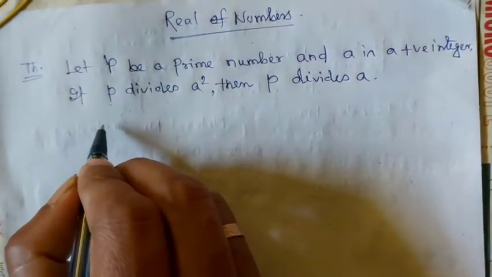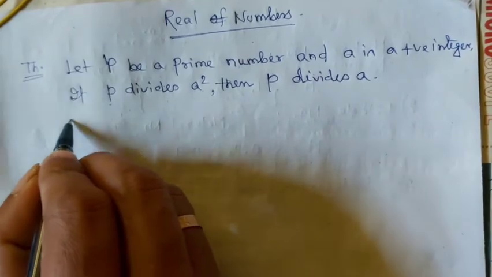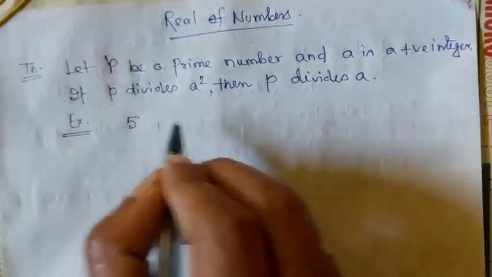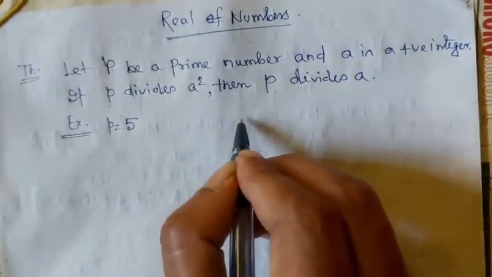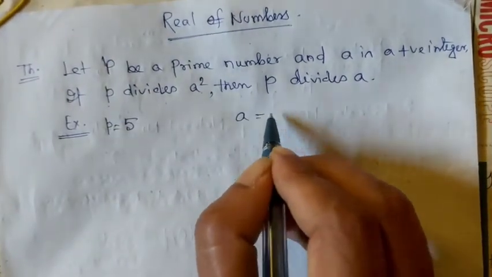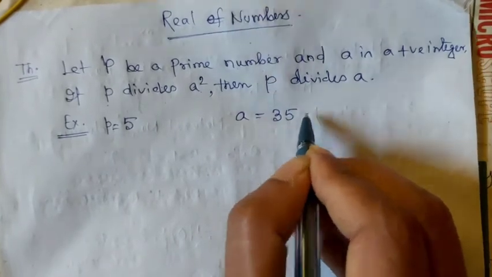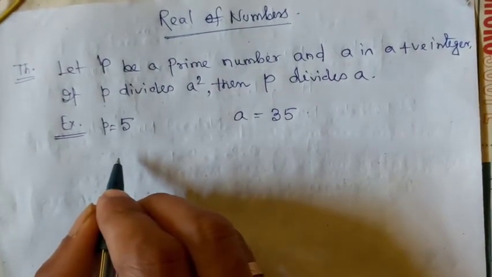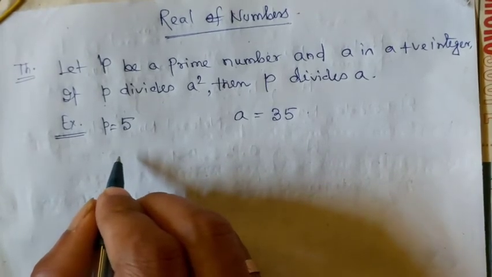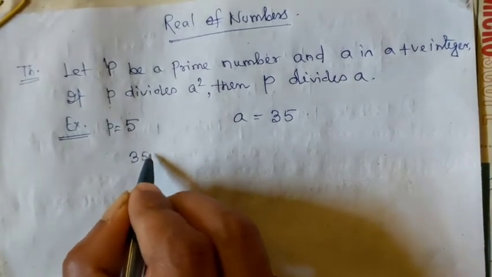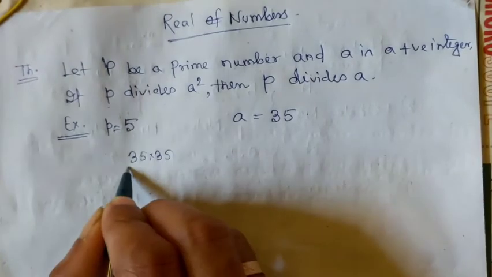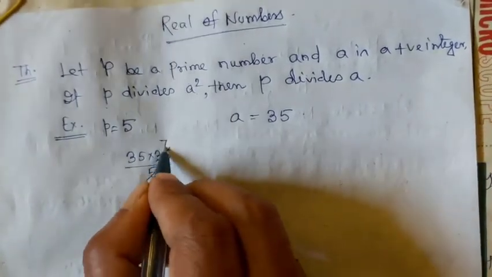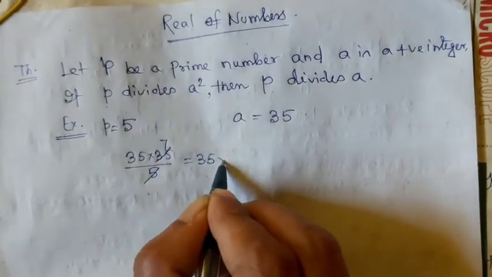Suppose we have to consider one example. P is the prime number. Suppose this one is 5. P is equal to 5, and if you consider a is 35, a is any positive integer, so p divides a square. That means 35 multiplied by 35 divided by 5. This one is 7. That means 35 into 7.